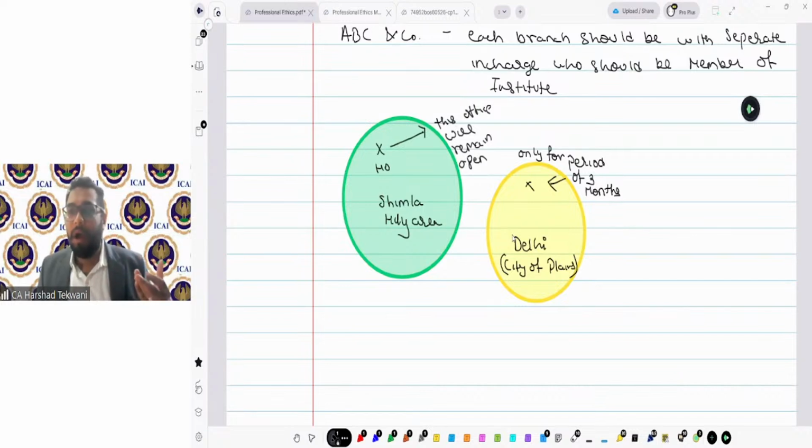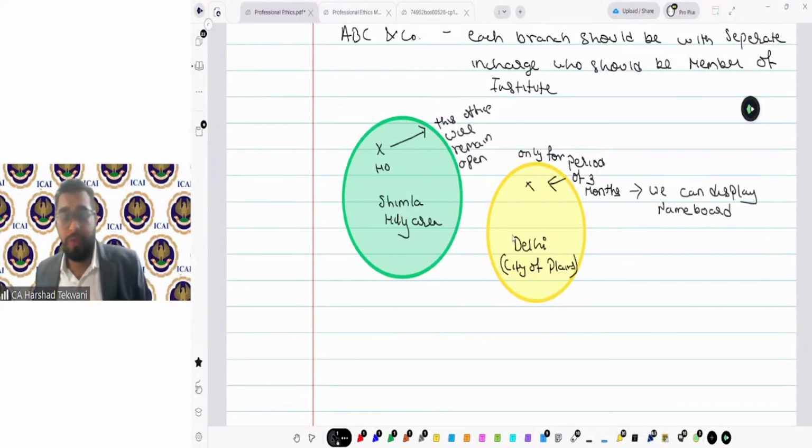The name board of the firm should not be displayed on the temporary offices other than the times when it is allowed to function. So only for the period of 3 months can we display the name board, not beyond that. Once the office is closed, the name board has to be removed. The name board of the firm in the temporary office should not be displayed at any time other than the period such offices are permitted to open.